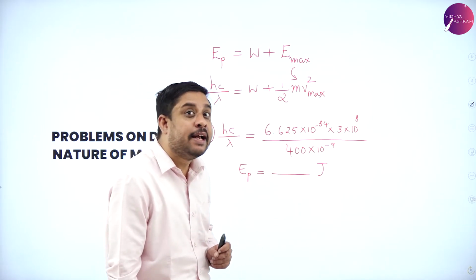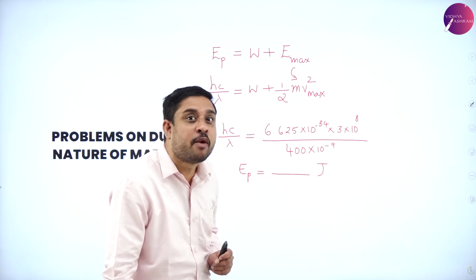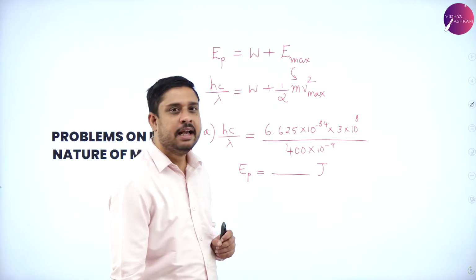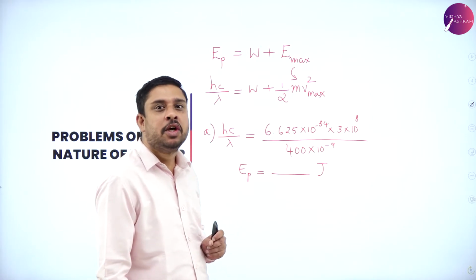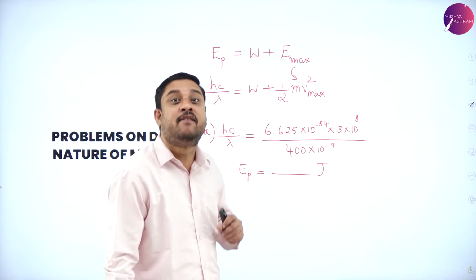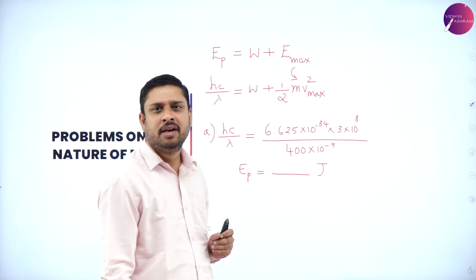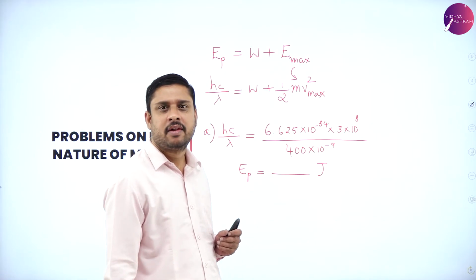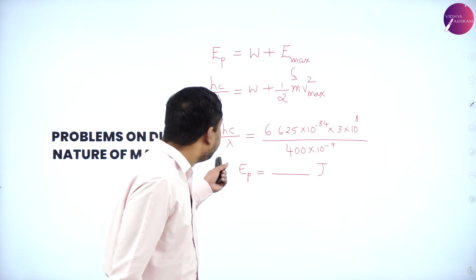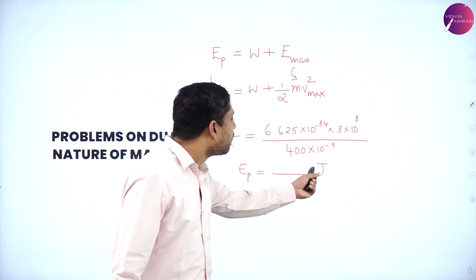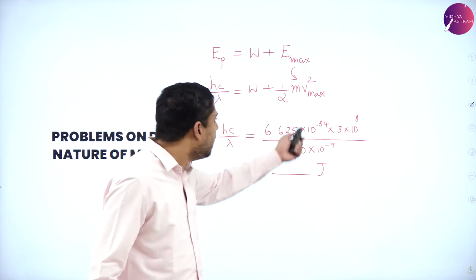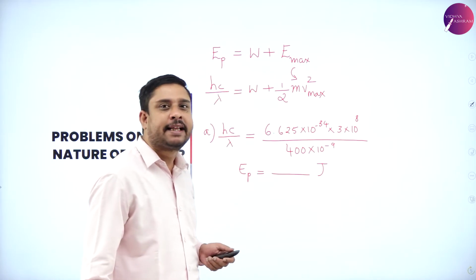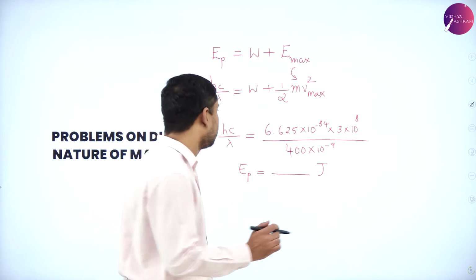Why am I not converting this into electron volt? I have been asked to calculate the velocity, whose SI unit is meter per second. Therefore, I am keeping the energy of the photon in joule. Simplify this, you get the energy of the photon.